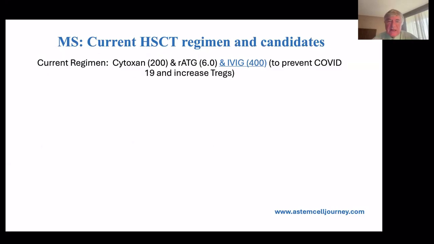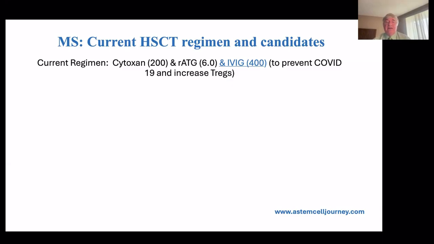So, current HSCT regimen and candidates. The regimen I use: Cytoxan, 50 milligrams per kilogram. This is 200 milligrams per kilogram total. 50 milligrams per kilogram a day for 4 days. The first day 0.5, the second day 1.0, and then 1.5 for 3 days. We dose escalate to minimize fever, give steroids to avoid fever, and IVIG on day 8. They usually engraft on day 9, between 8 and 10, and are discharged.